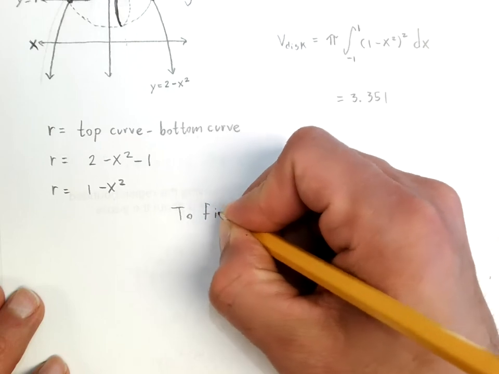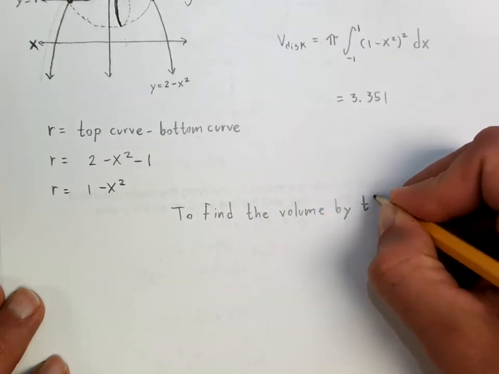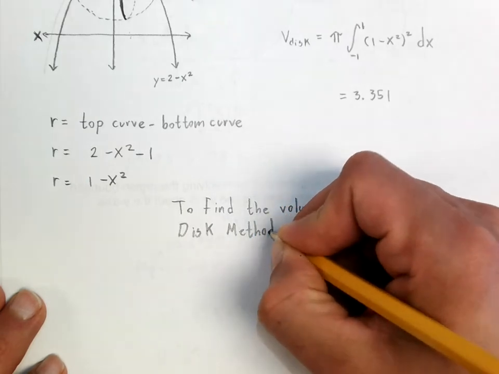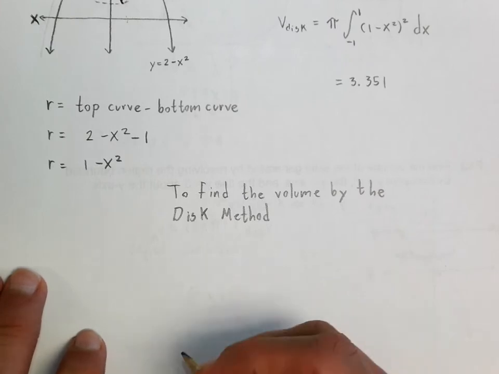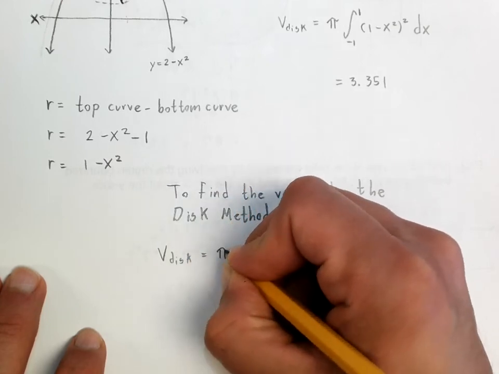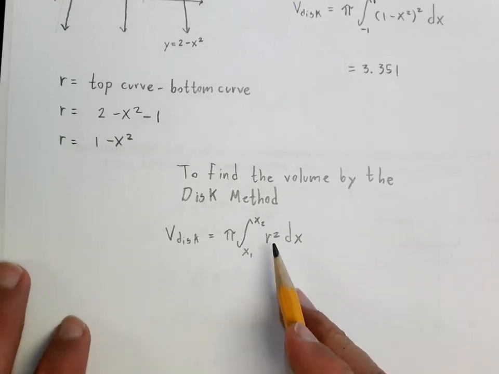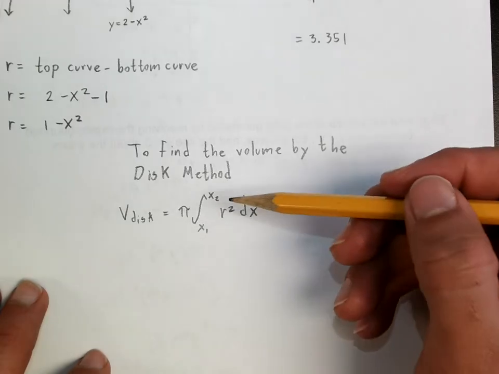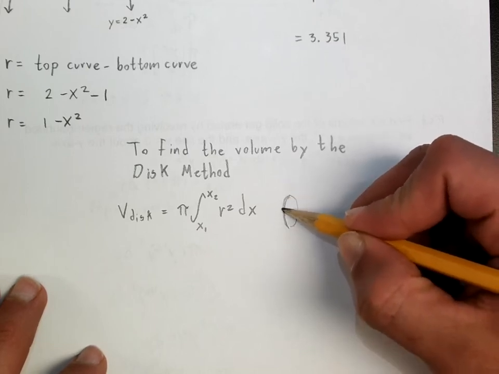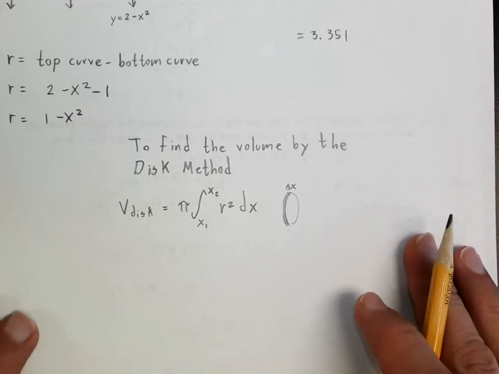Now that I have done all this, in general, to find the volume by the disk method, this is your general formula. I just didn't want to give you that first because then it doesn't make a whole lot of sense. So the volume of the disk would be equal to pi times the integral between the first boundary and the second boundary of r squared dx. And remember, the hard part for most of you is trying to find that radius. That is if the disk is like this, then you're going to use that, where this would be delta x, the thickness.